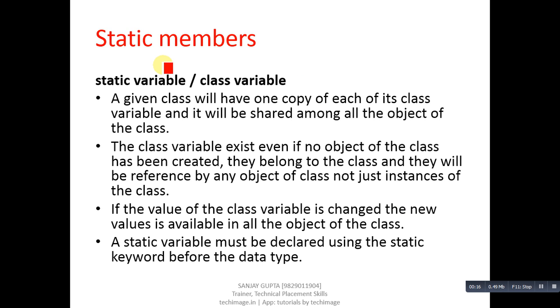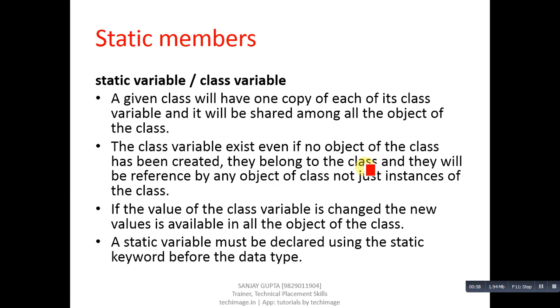Now, static members. First, I am going to discuss static variables. Static variables are also known as class variables. A given class will have one copy of each of its class variables, and it will be shared among all the objects of the class. If we declare any variable in the class as static, then the static variable will be common for all the objects of the class. If you modify the value of a static variable with an object, then other objects will access the modified value automatically. The class variable exists even if no object of the class has been created.